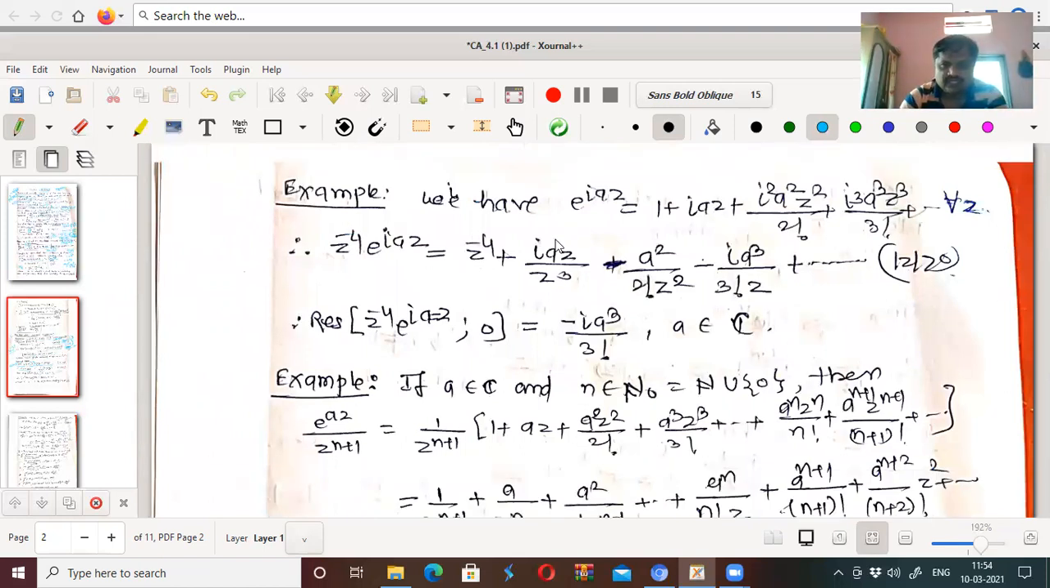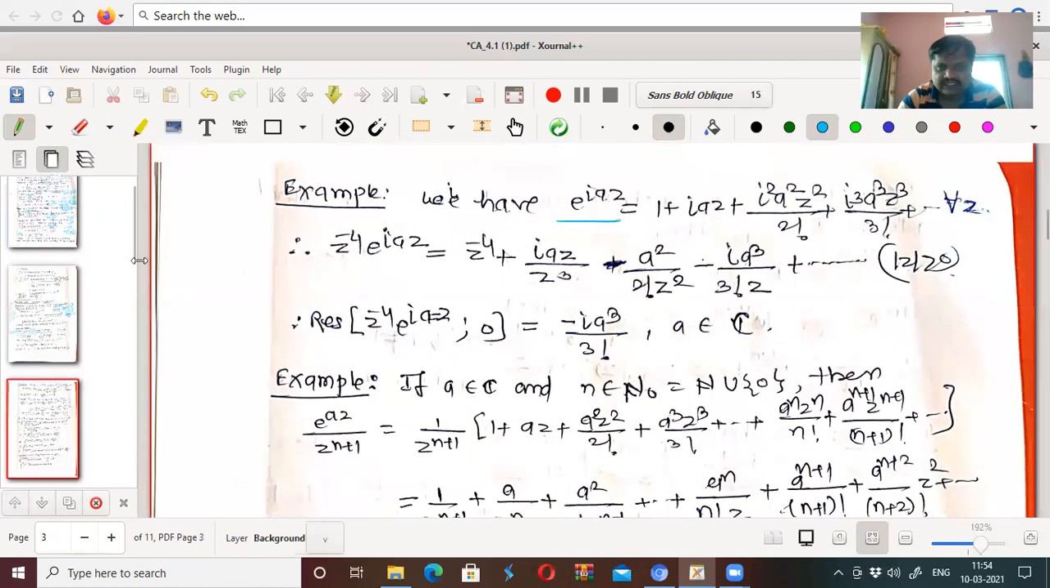Now similarly we know that e to the power z, its Laurent series expansion, or series expansion, is nothing but e to the power z equals 1 plus z plus z square by 2 factorial plus z cube by 3 factorial and so on, right? This holds for all z. So e to the power iaz becomes 1 plus, z is replaced by iaz, plus i square a square z square upon 2 factorial plus i cube a cube z cube upon 3 factorial and so on, for all z.